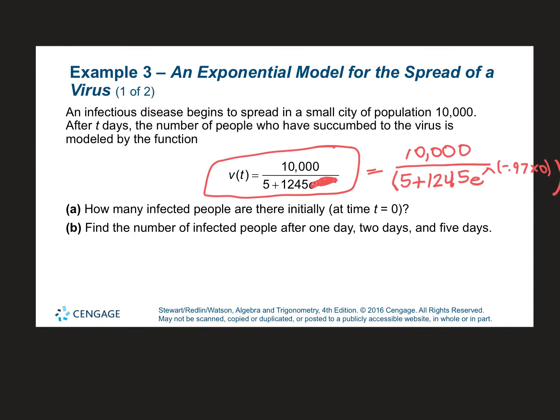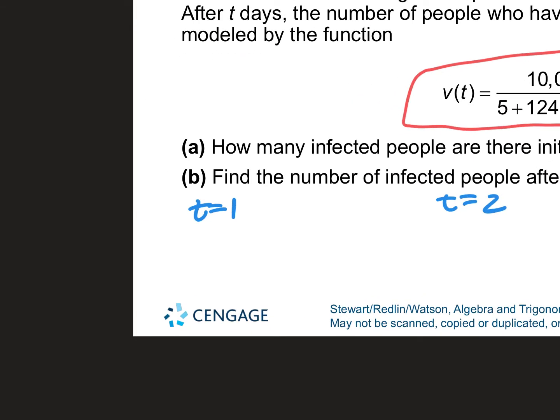We're going to do it where t is 1, when people are affected after 1 day, how many people are affected after 2 days, and then how many people are affected after 5 days. So we're going to practice. Again, this is just practice. Put this in your calculator.